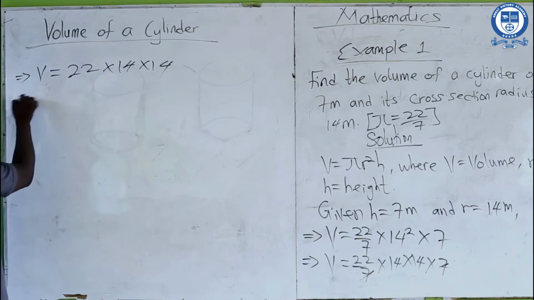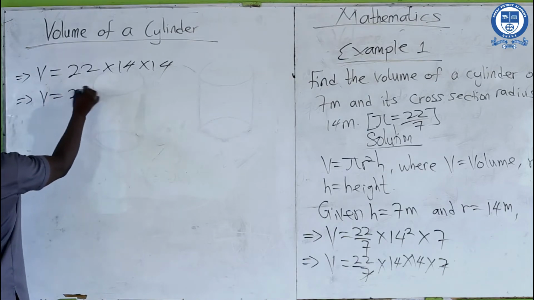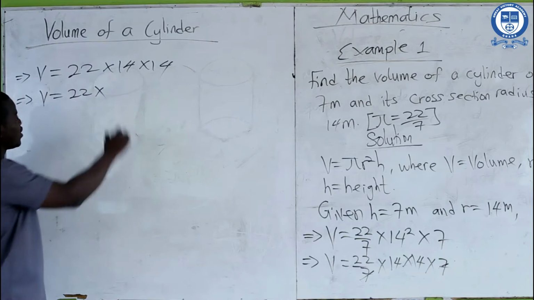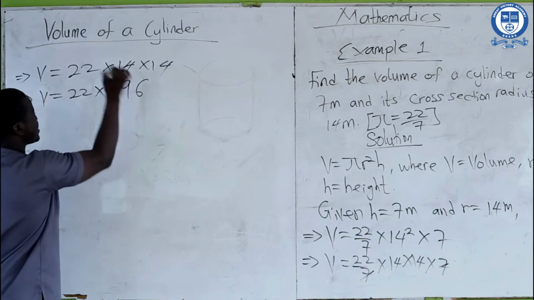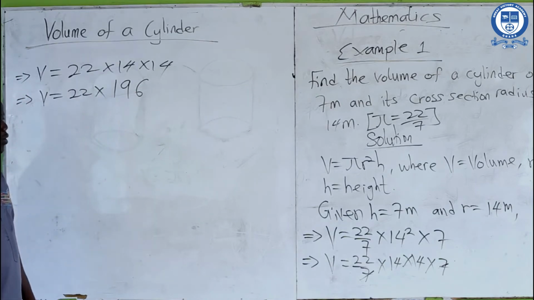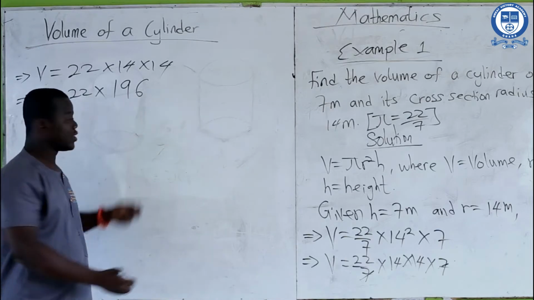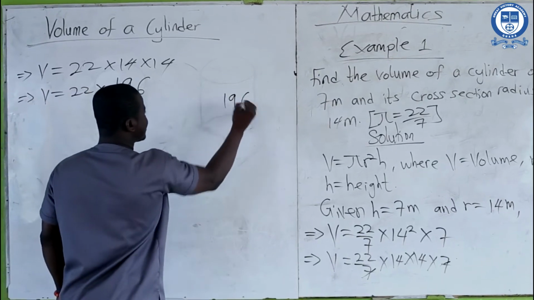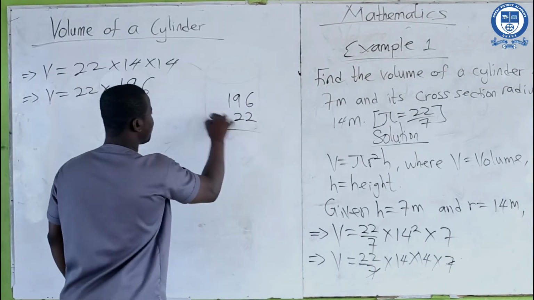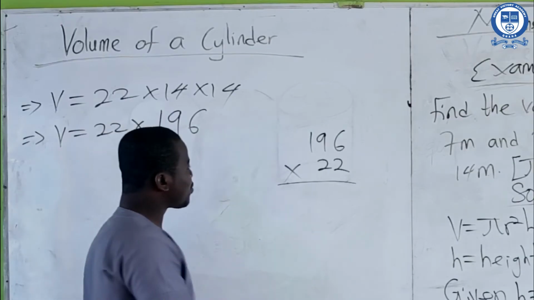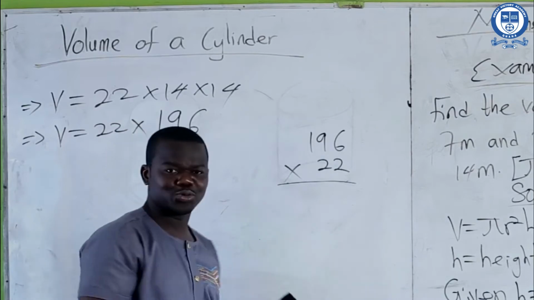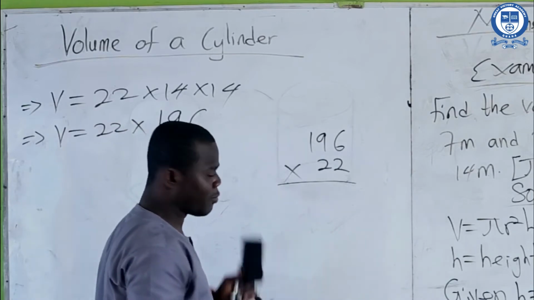So we are now going to be multiplying 22 by 196. Okay. I hope you haven't forgotten how to multiply. 196 times 22. Now let's consider multiplying the 196 by 22.